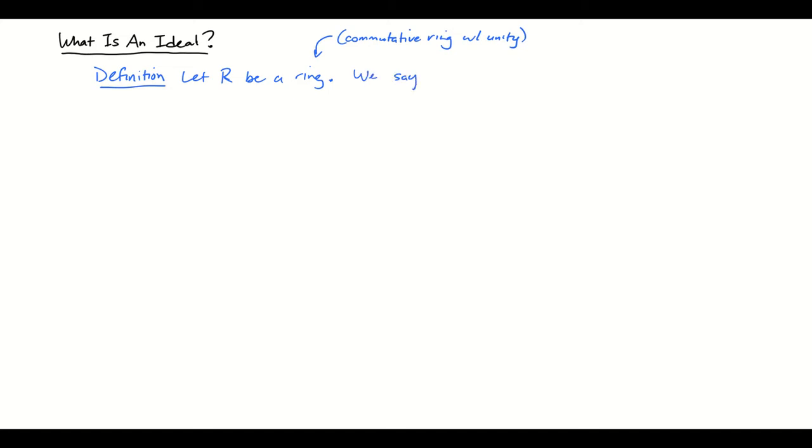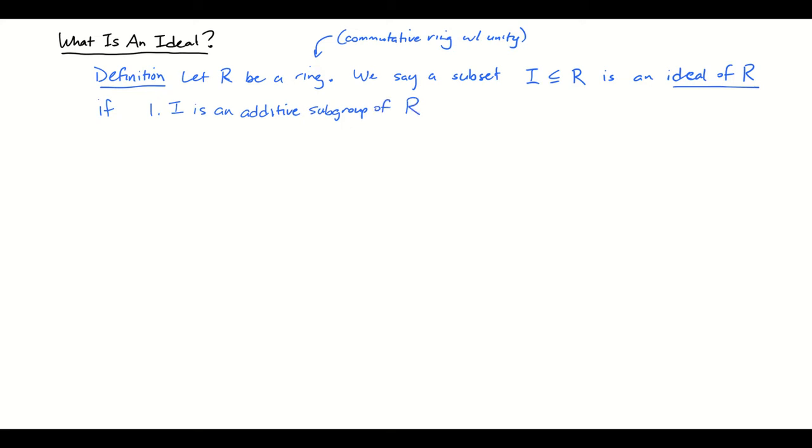We say a subset I of R is an ideal of R if the following two things are true. Number one, I is an additive subgroup of R. So remember that R being a ring has to be a group under addition, so we're saying I has to be an additive subgroup. And second, if x belongs to I, and r is any element of the ring, then rx also belongs to I.